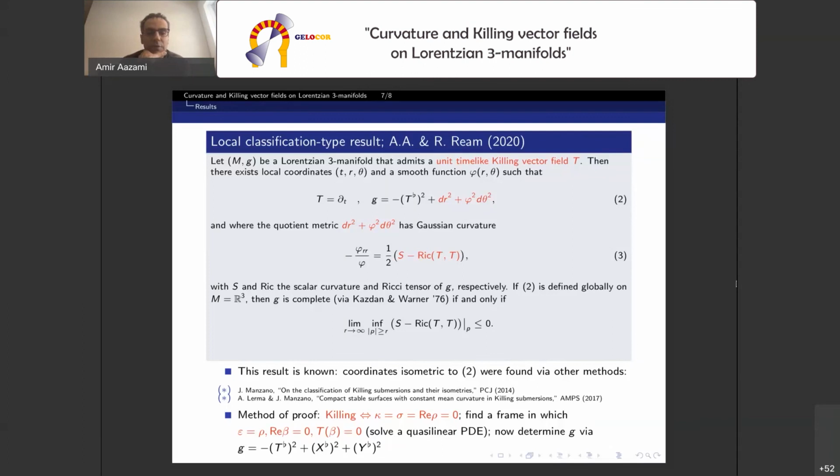And so you use this information to find a frame, it turns out, in which epsilon and beta take this form. And this one is a little more involved. It actually involves a quasi-linear PDE that you have to solve, which is locally solvable. It's okay. And then, writing the metric in terms of the dual coframe, you build up the coordinate system starting from here. And of course, I'll leave out all those details.